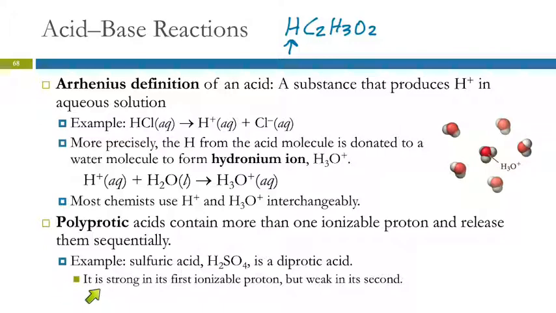Just for full disclosure here, H2SO4 is a strong acid in its first ionizable hydrogen, or ionizable proton, but weak in the second. What that means is that H2SO4, when it ionizes, will make hydrogen ions and hydrogen sulfate ions. And it will go completely to this. And then this hydrogen ion can also come off, but it only comes off a very little bit.